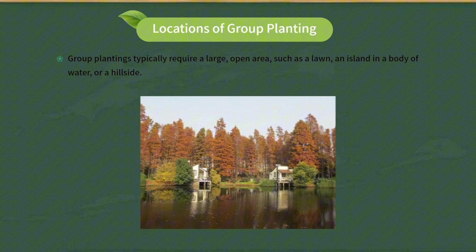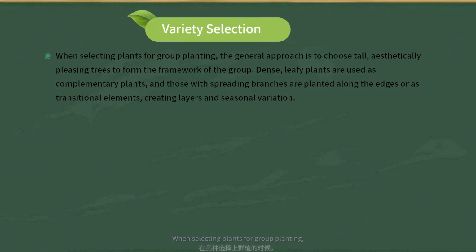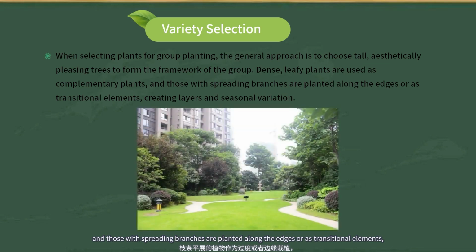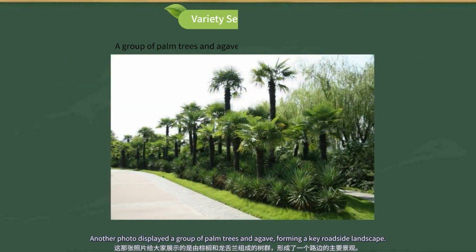When selecting plants for group planting, the general approach is to choose tall, aesthetically pleasing trees to form the framework of the group. Dense, leafy trees are used as complementary plants, and those with spreading branches are planted along the edges or as transitional elements, creating layers and seasonal variation. Another photo displayed a group of palm trees and agave, forming a key roadside landscape.